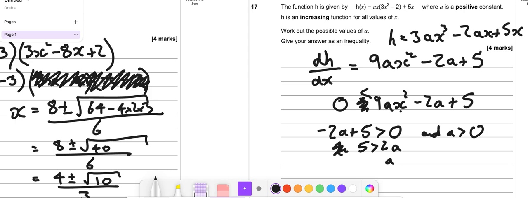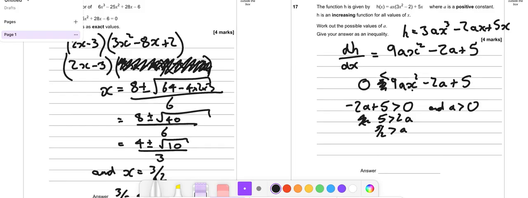A is less than 5/2. So a is less than 5/2, but a also has to be bigger than 0. So I think it'll work. Everything in that range. A is positive, so we know it's bigger than 0, so it's got to be less than 5/2.